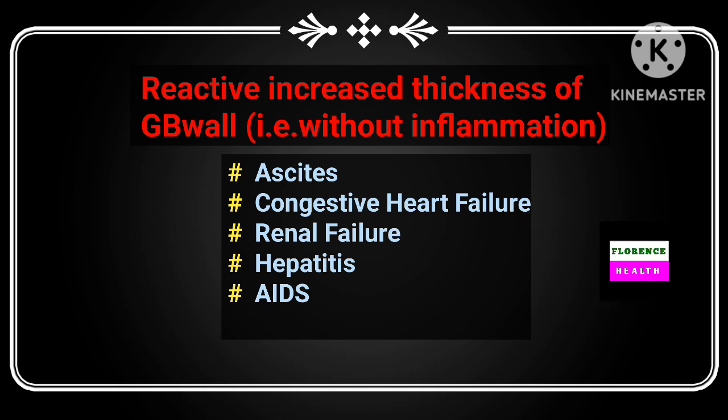These are the non-inflammatory conditions where there is increased thickness of the gallbladder wall. It is otherwise called a reactive increased thickness of the gallbladder wall. Those are ascites, congestive heart failure, renal failure, hepatitis, and AIDS patient, which I have discussed already. Let's discuss what are the sonographic features in its favor.